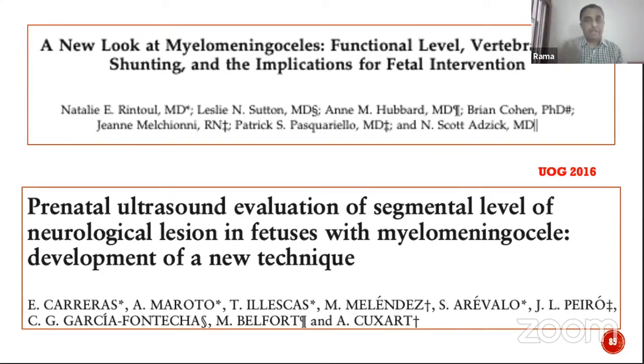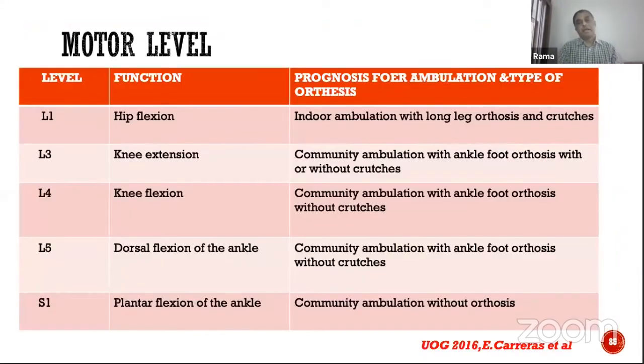But there are groups who have studied this. You're flashing Carreras over here, and that gives me a deja vu feeling. These people have sat and looked at every fetus for 45 minutes. If the fetus flexes the hip, L1 is good. If the fetus extends the knee, L3 is good. If the hip is adducted, L2 is good. If the knee flexes, L4. Dorsiflexion of the ankle, if that is seen on ultrasound, L5 is good. And S1 is if there's plantar flexion.